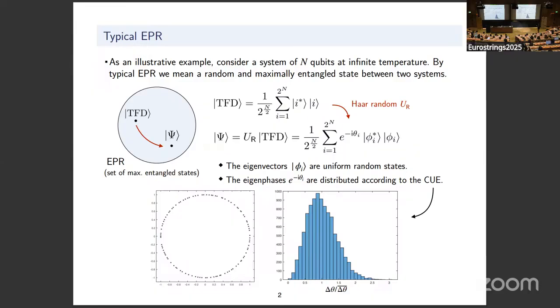And one can see this empirically just by taking some high dimension unitary and plotting the eigenphases of this unitary on the unit circle. And with this information, one can make a histogram of the eigenphase separation between the nearby eigenphases. And you see, statistically, nearby eigenphases are correlated in such a way that it's very unlikely for them to be close to each other. So in this sense, they repel each other. This is a defining property of the CUE. And as you see, the infinite temperature thermofield double is very atypical because all of the eigenphases are essentially zero.